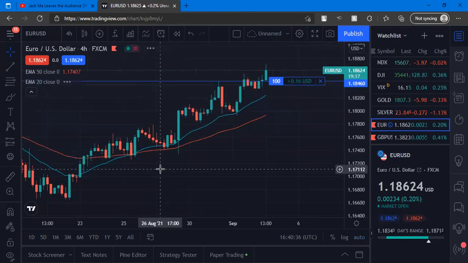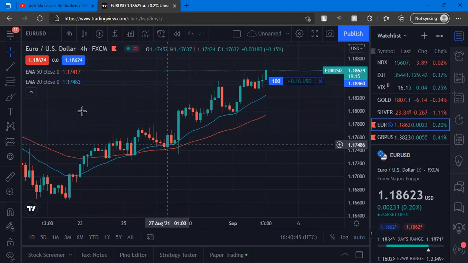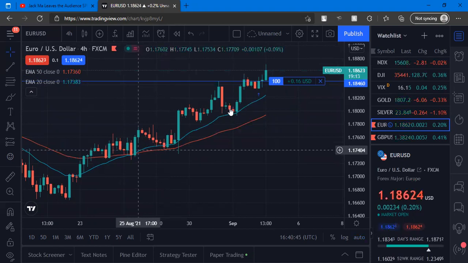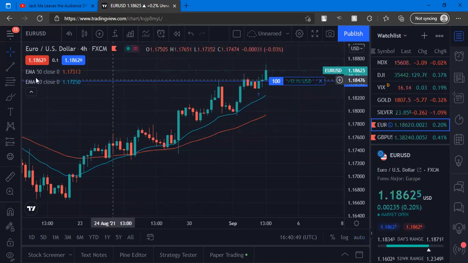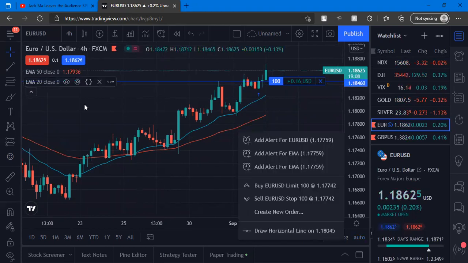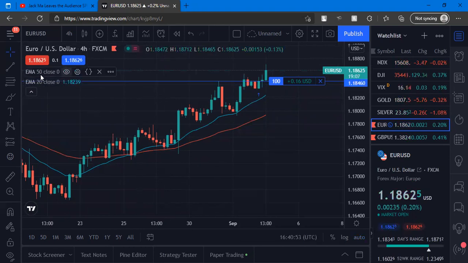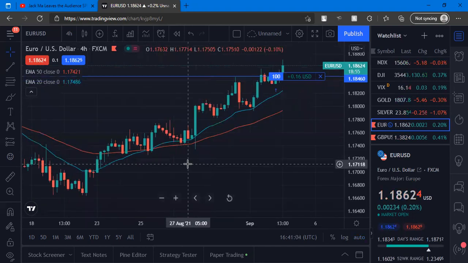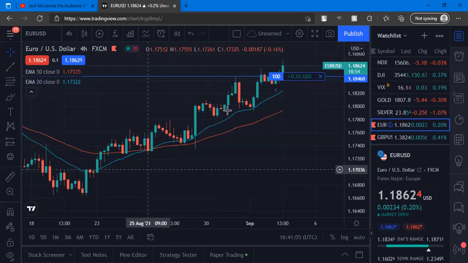Okay, let me go slowly. Let me start with my moving averages. I use EMAs, exponential moving averages, the 50 and the 20. The 20 is the blue one, the 50 is the red one. Yes, indicators are sometimes lagging, and that's pretty annoying.